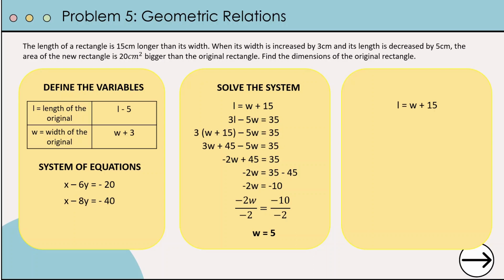Since we already determined the value of W, we can use this to substitute in our equation. Therefore, it becomes L equals 5 plus 15. We add 5 and 15, we get 20 as the value of L. Therefore, the dimensions of the original rectangle are 20 cm by 5 cm.